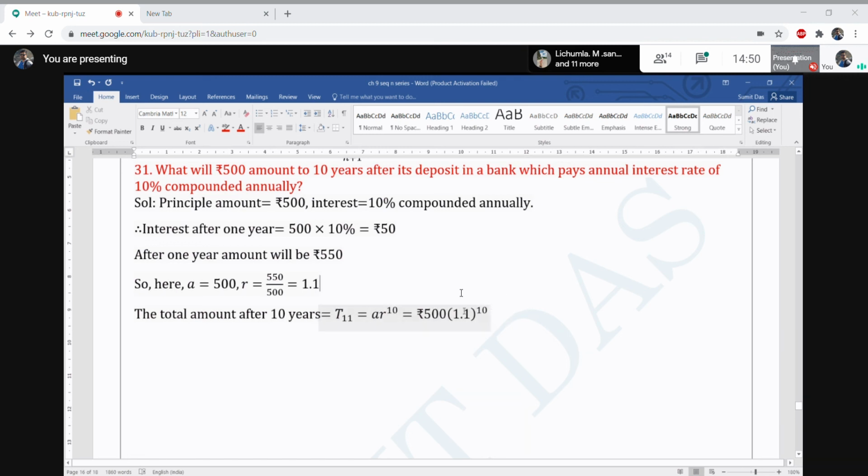No need to find this one. Even if you have a calculator, no need. This is your answer. Is it clear?